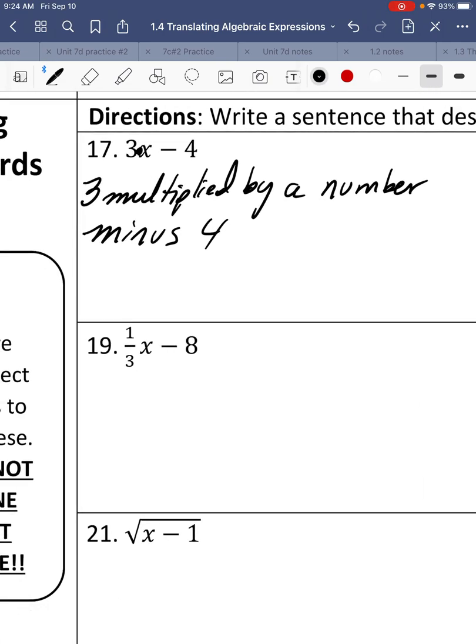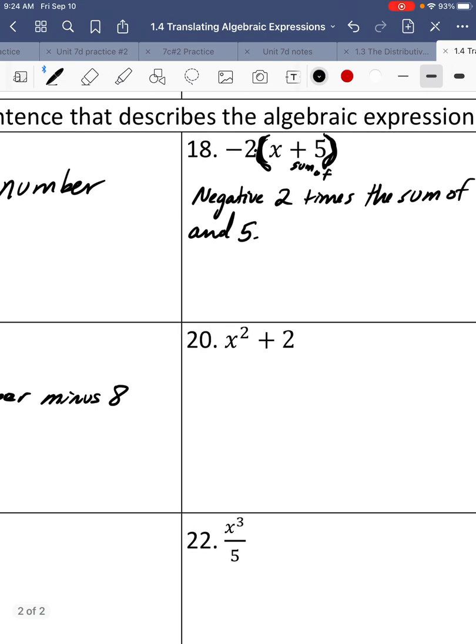With the fraction here, we could just do something simple like 1/3. Maybe I'll actually write it out in words. 1/3 times a number minus 8.